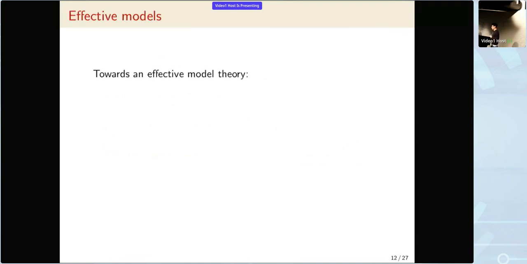So now we have a standard model with the set of real numbers and the subset of integers. We now want to find a family of models that we can compute effectively with. So towards this, we take the following steps.